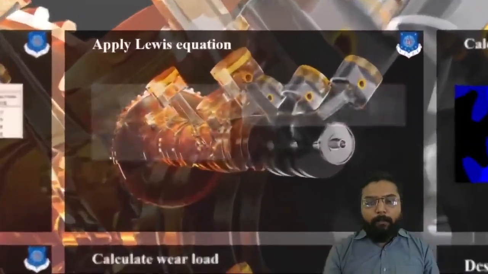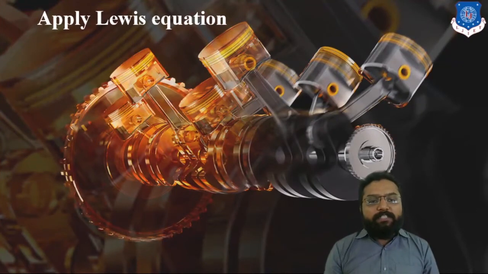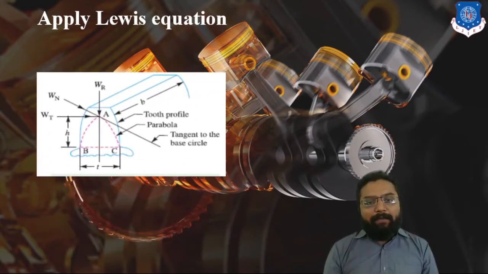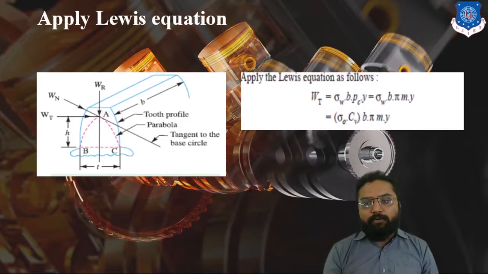Then after, apply the Lewis equation. The Lewis equation is nothing but converting our teeth into a cantilever beam and determining the bending stress. So how are you going to determine the bending stress? We have discussed that extensively in the previous session. Here we will discuss only the equation.